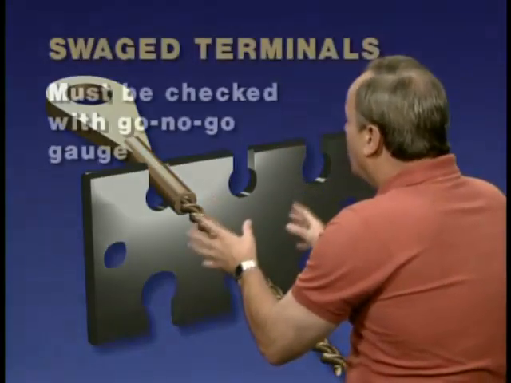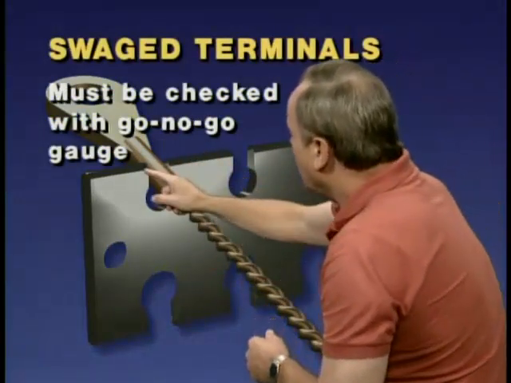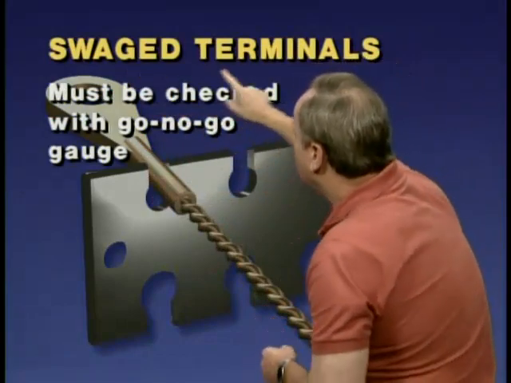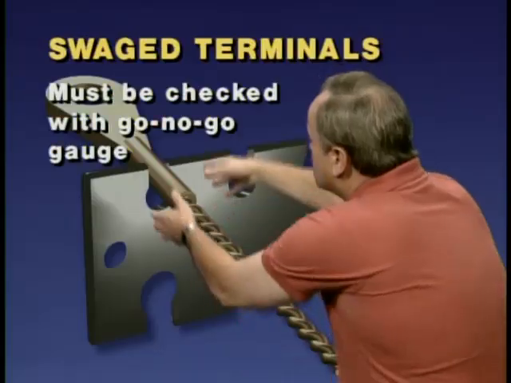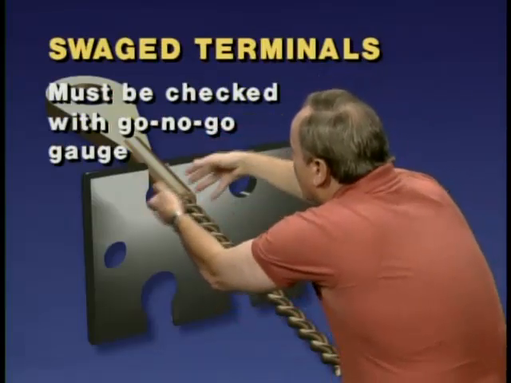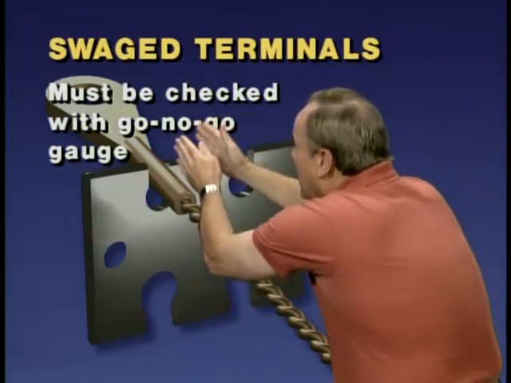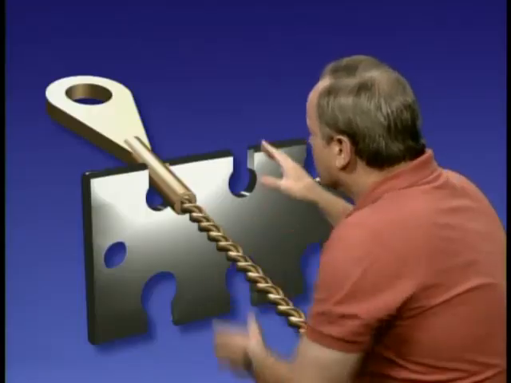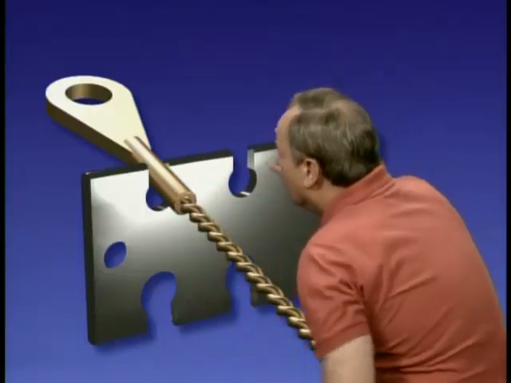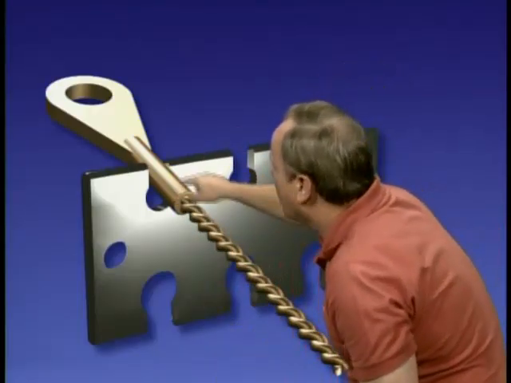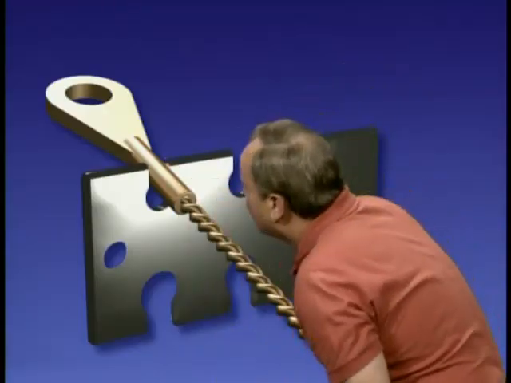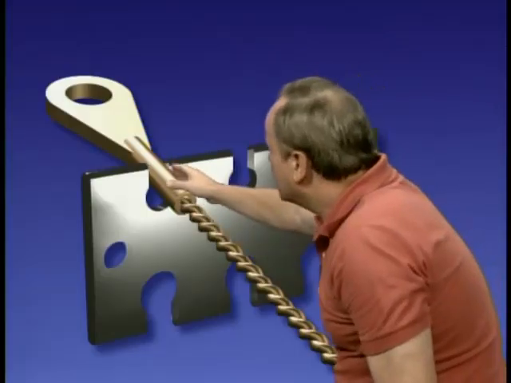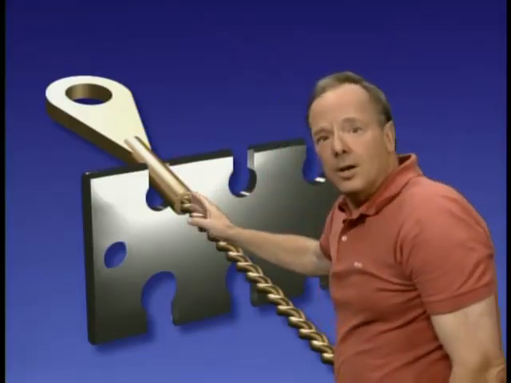It's called a go, no-go gauge. And you use it with these swaged terminals. And what it does is it measures the amount of pressing on you've done to make sure that you have the proper diameter. Now, if you follow all the manufacturer's instructions when you're swaging on a terminal like this, the result is that you'll have swaged terminal strength that is the full rated strength of the cable itself. In other words, you lose nothing.